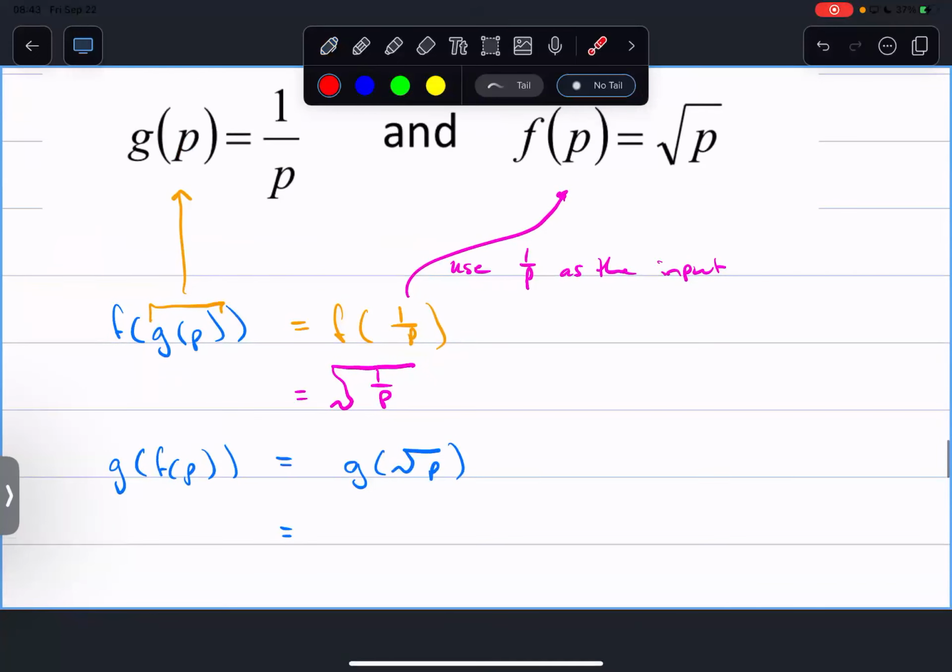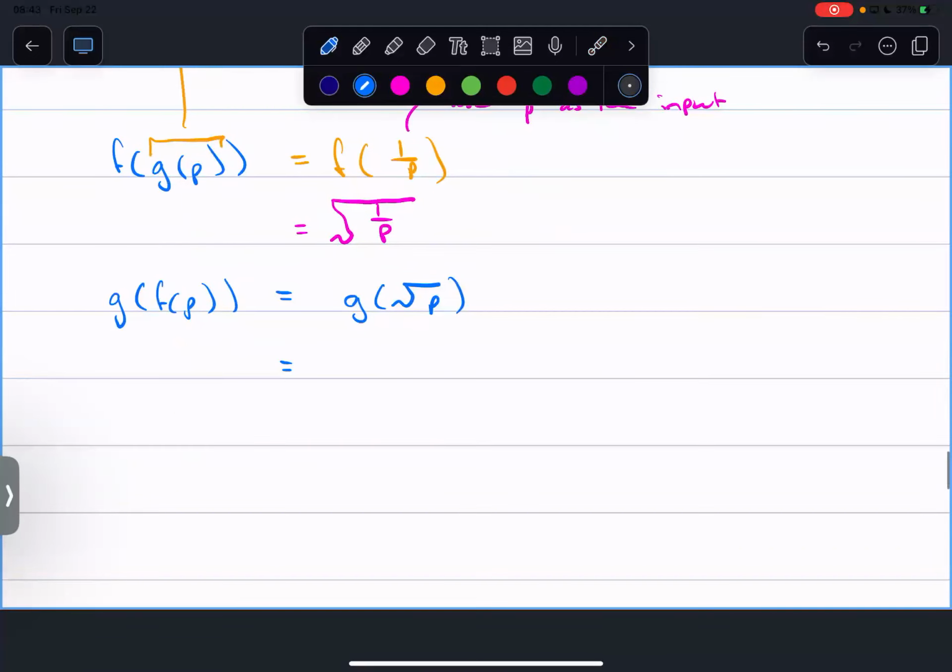g takes the input and turns it into 1 over the input. So g takes the input of root p and turns it into 1 over root p. Okay, fine. In this case, they're the same, but that's weird. It's not usually the case. Why are they the same?